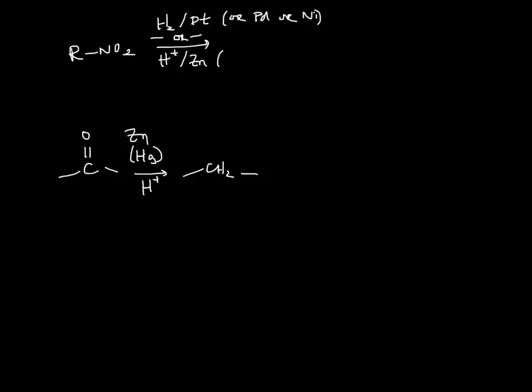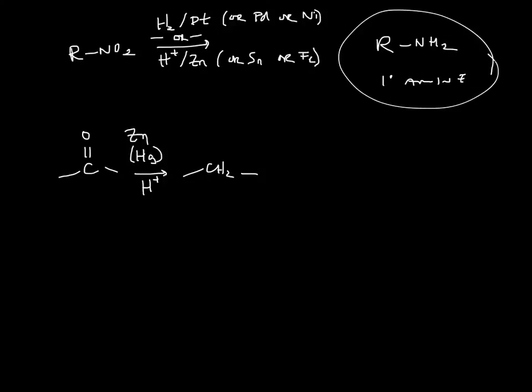Once again, we have our choices of metals. You could also use tin or iron. And all of those would reduce that nitro group down to an NH2. So that would be another way to make a primary amine. But in this case, we're not starting with an alkyl halide. We are starting with an alkyl nitro group, or a nitroalkane.